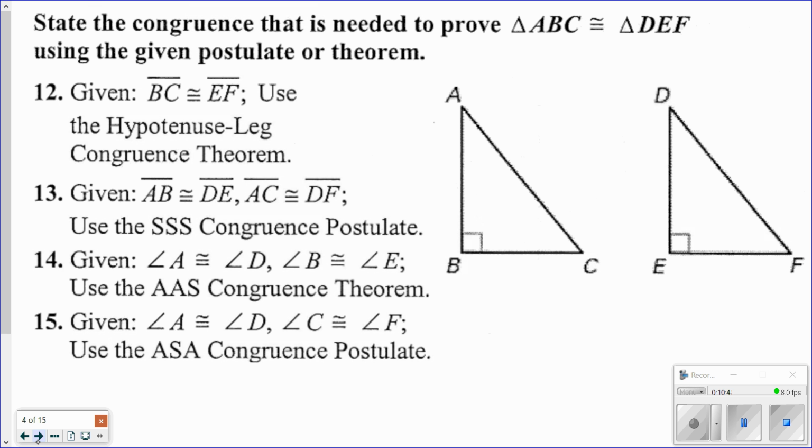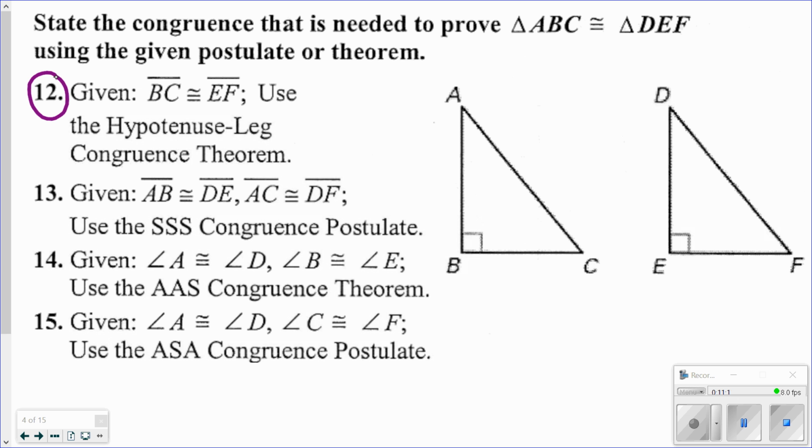State the congruence that is needed to prove that triangle ABC is congruent to triangle DEF using the given postulate or theorem. All right, so we're going to have to focus on each of these questions separately because they give us different information, and we're going to have to prove the different postulates. So let's start by focusing on number 12. Ignore 13, 14, and 15.